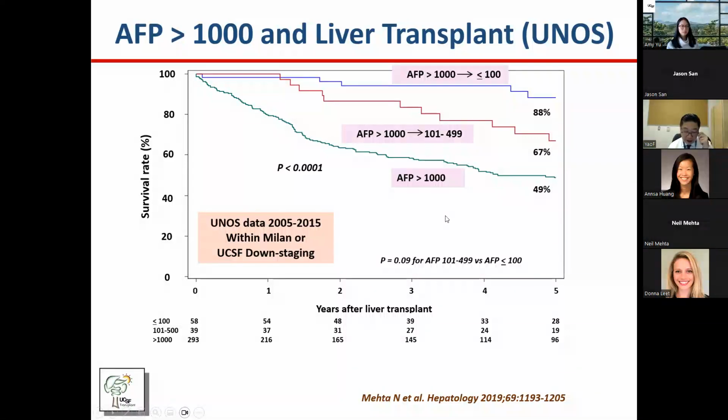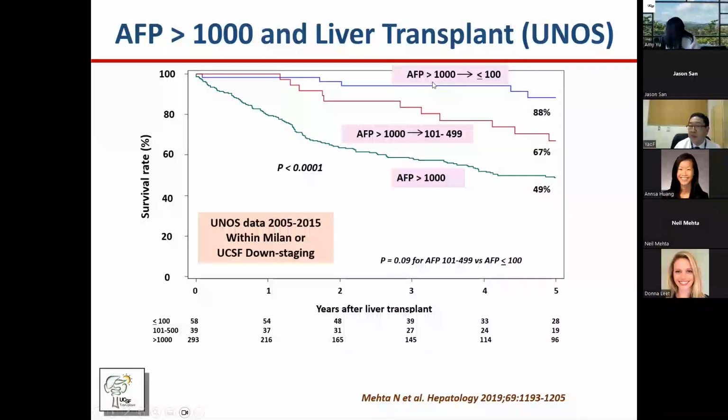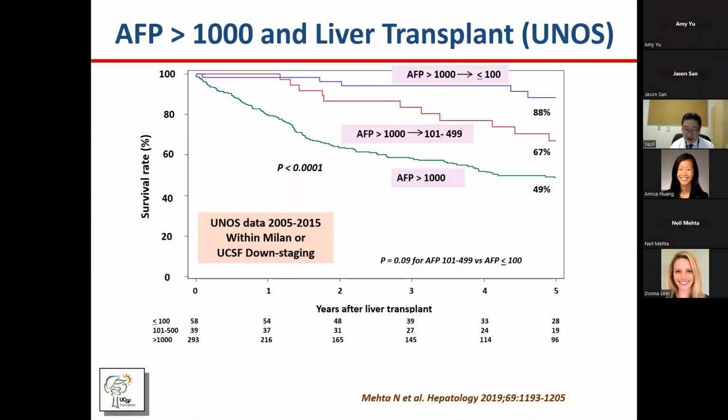You can see that those with AFP over 1,000 going into transplant had worse 5-year survival, under 50%, and this improved to 67% for those with a decrease in the AFP from over 1,000 to under 500, above 100, mostly with local regional therapy, and even better at 88% for those with further reduction in the AFP from over 1,000 to 100 or lower. So this validated the UNOS approach to AFP and excluding those with persistently high AFP over 1,000.